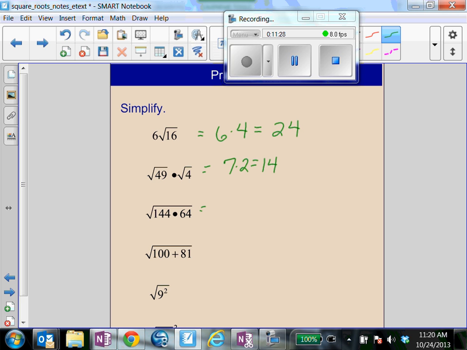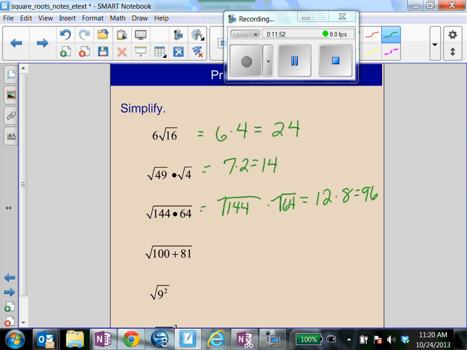So the next one, now here is where knowing our property is very helpful. I don't know about you all, but I don't really want to do 144 times 64, and I know that this is the same thing as taking the square roots individually by that property we learned, and then multiplying. So I'm going to do it this way, because that's a whole lot easier. And that gives me 96.